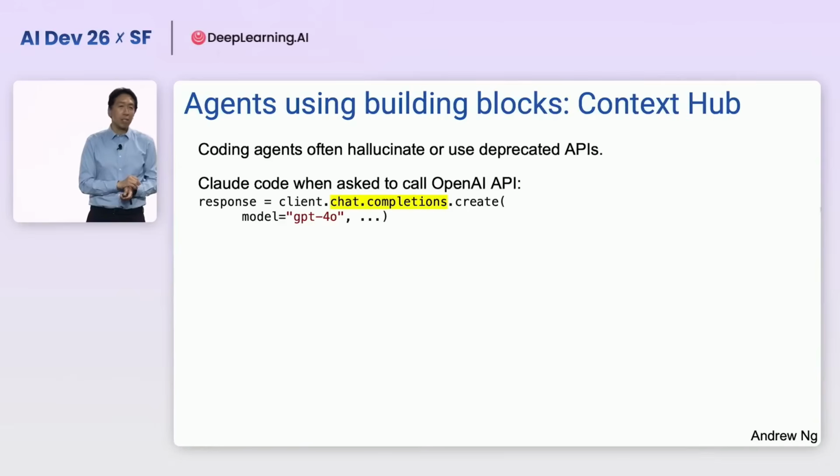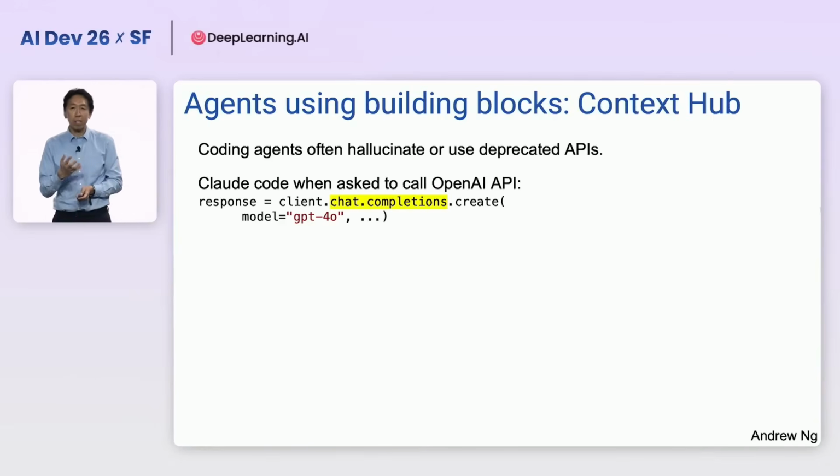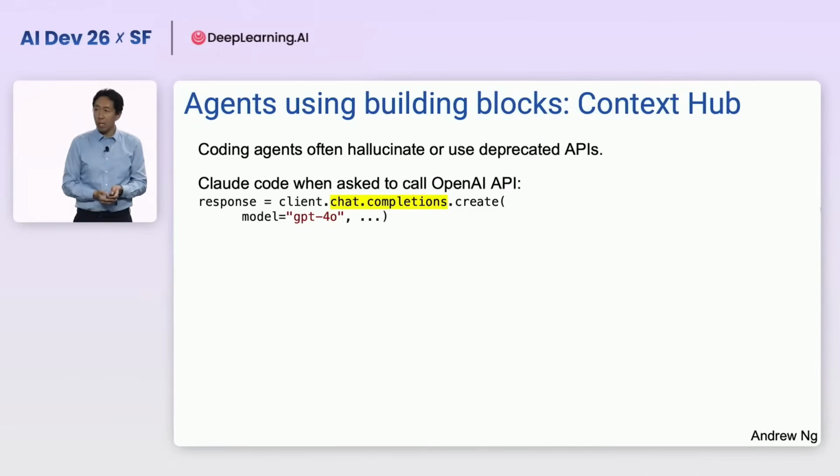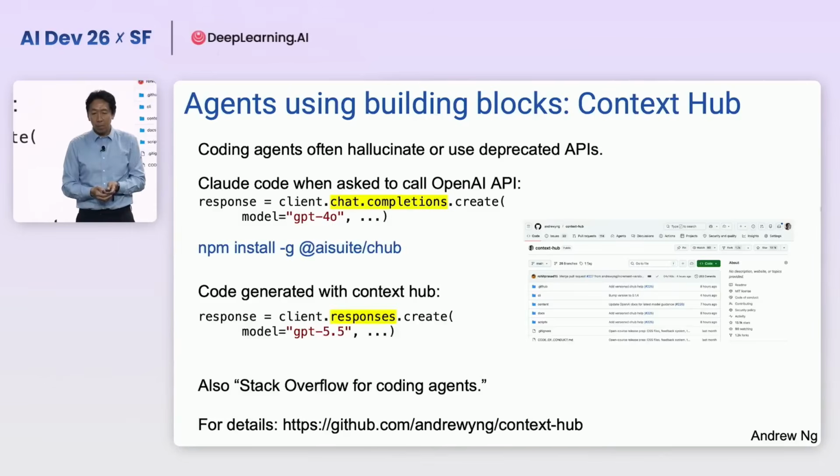So Context Hub, it turns out building blocks are proliferating so fast that most of our coding agents, which have a knowledge cutoff date, far in the distant past, sometimes a year old, sometimes many months old, will often hallucinate or use deprecated APIs or not know about the latest tools we want to use. So it turns out even today, if you ask Claude Code to call the OpenAI API, it will use the chat completions API, which is older, deprecated, and call older models, because most of the training data on the internet uses this older API, even though the newer API has been out for a long time.